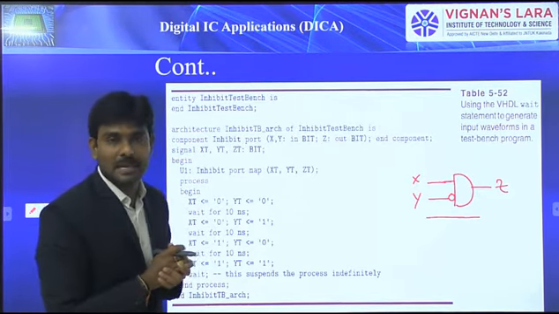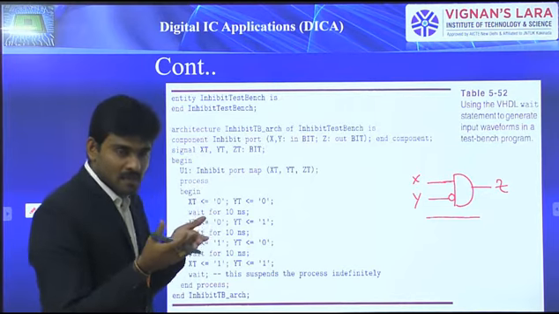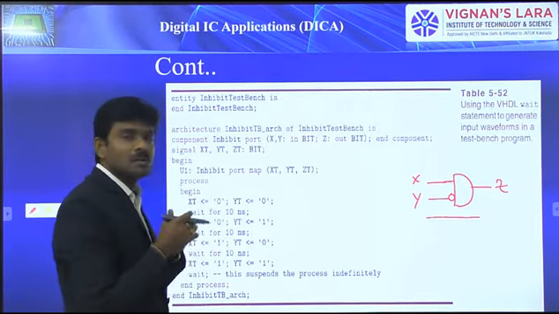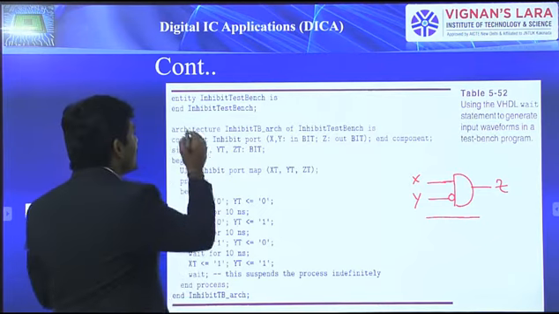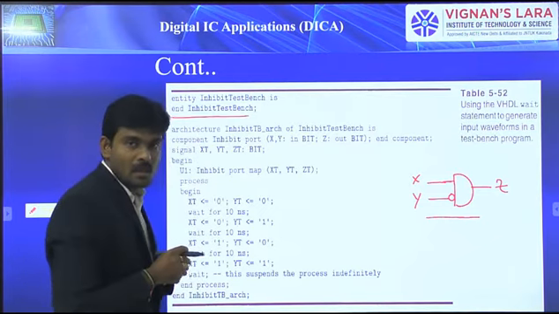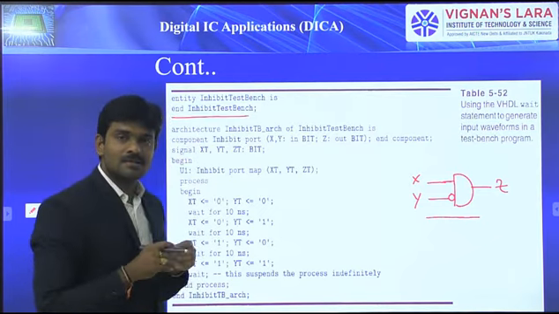So if you look at this particular test bench, same as an ordinary program, a test bench also consists of an entity declaration and an architecture definition. These two parts it consists of. First, if you look at the entity declaration part, the entity declaration starts with the keyword entity, then the entity name.